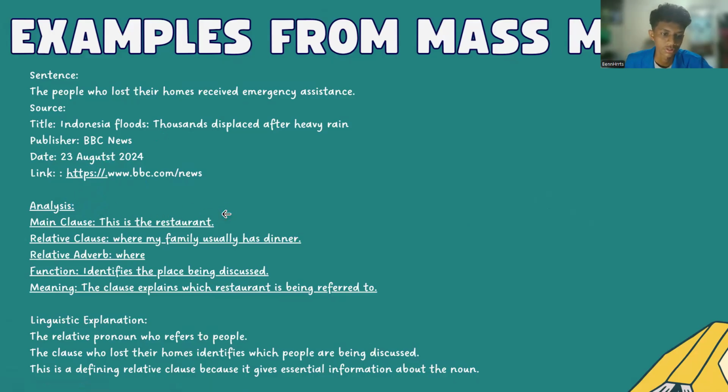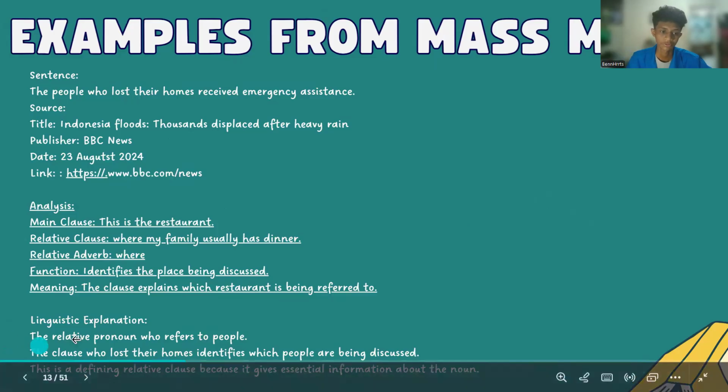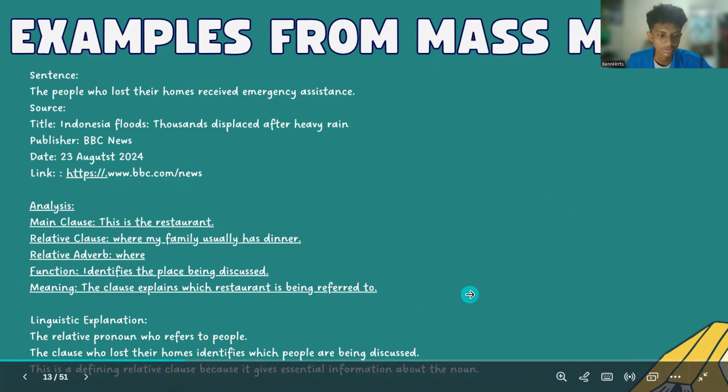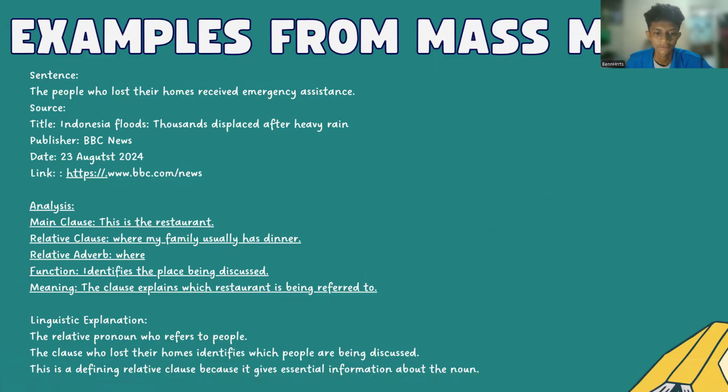Analysis, main clause, this is the restaurant. Relative clause is where my family usually has dinner. Relative adverb is where. The function is identifies the place being discussed, meaning the clause explains which restaurant is being referred to. For the linguistic explanation, the relative pronoun who refers to people. The clause who lost their homes identifies which people are being discussed. This is a defining relative clause because it gives essential information about the noun.